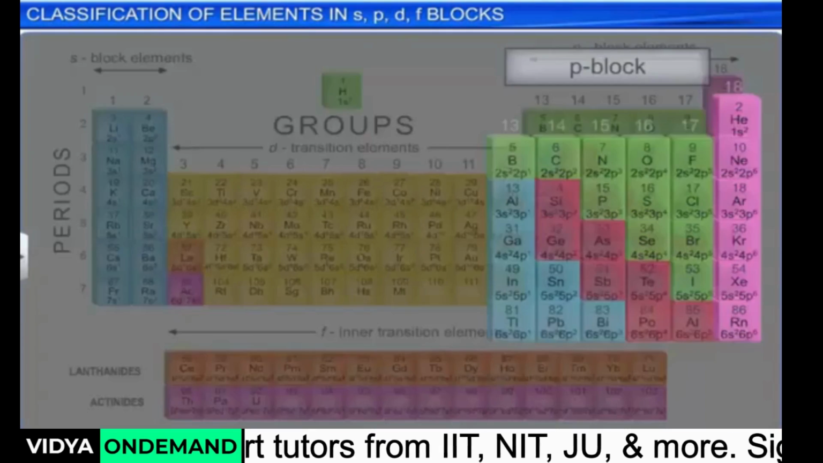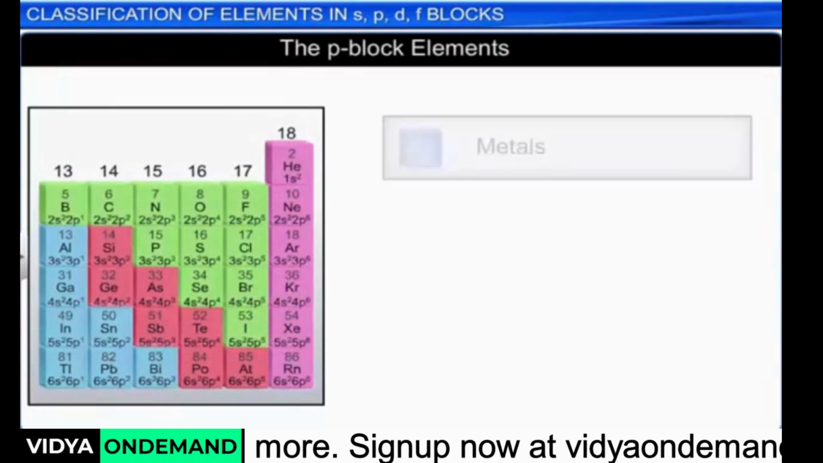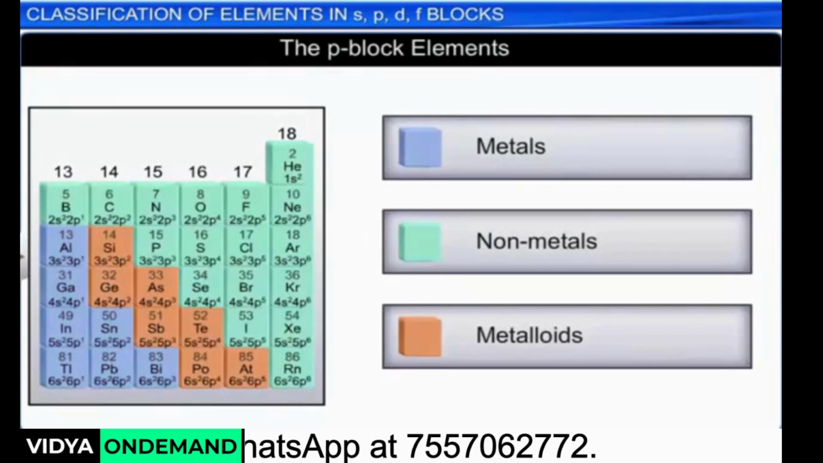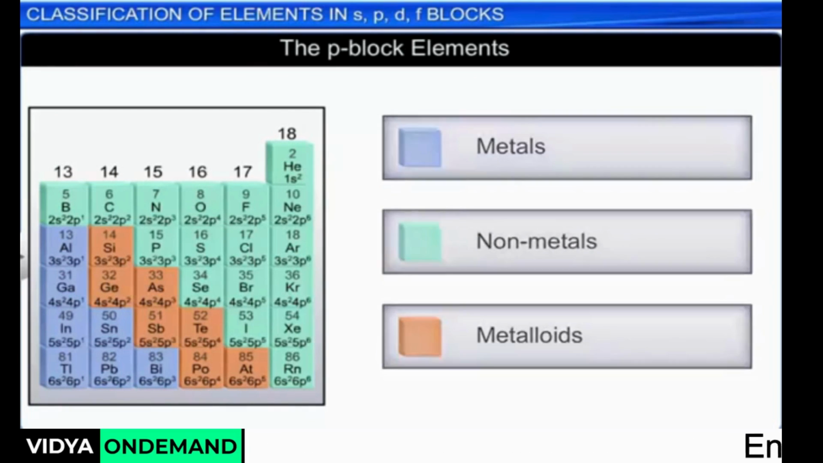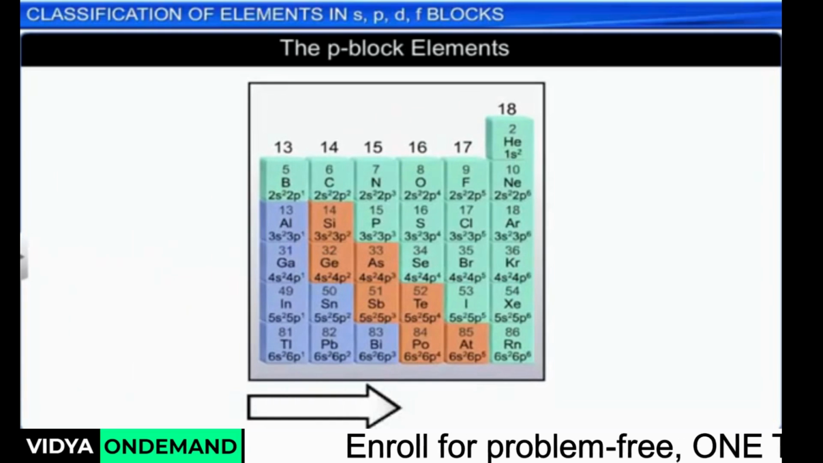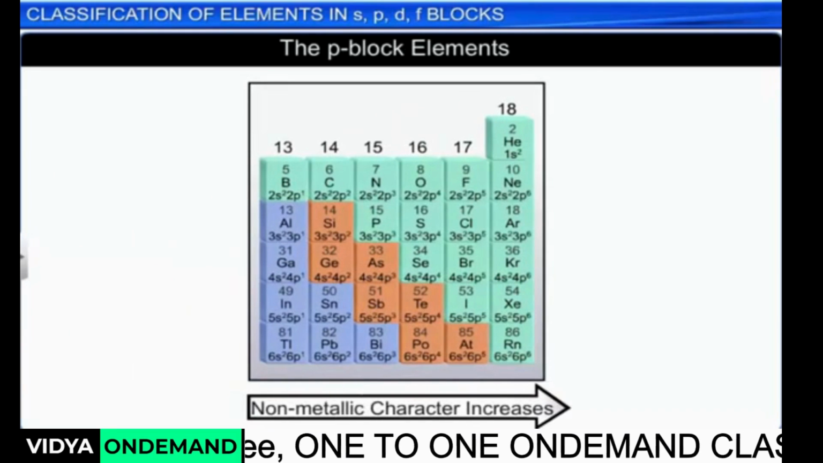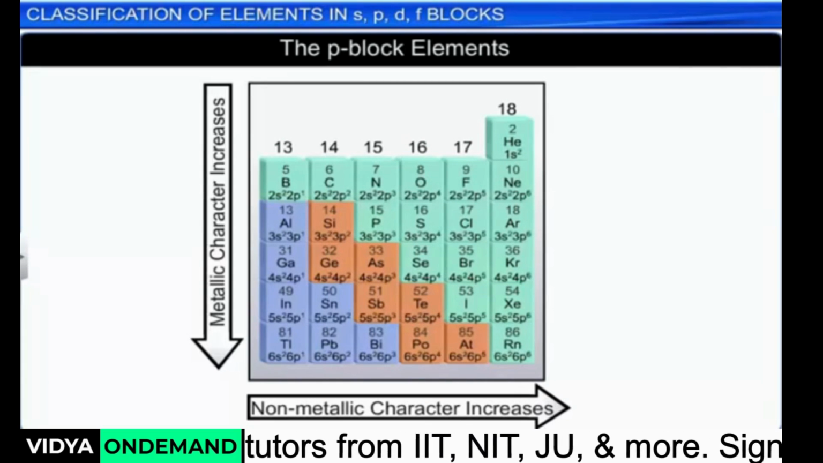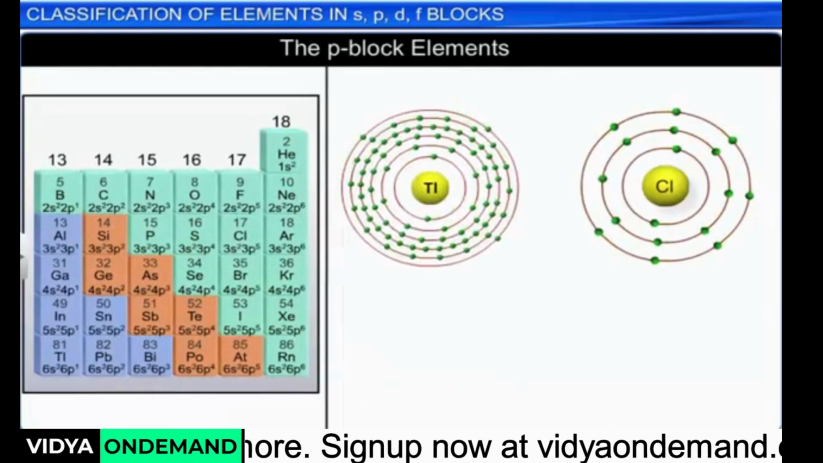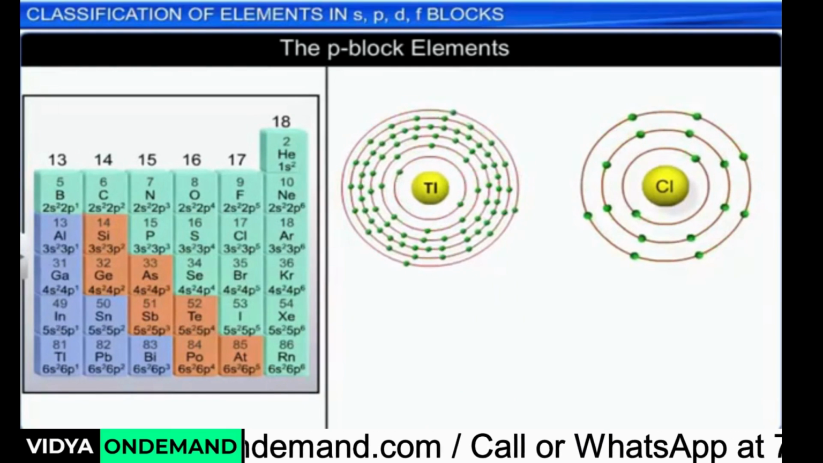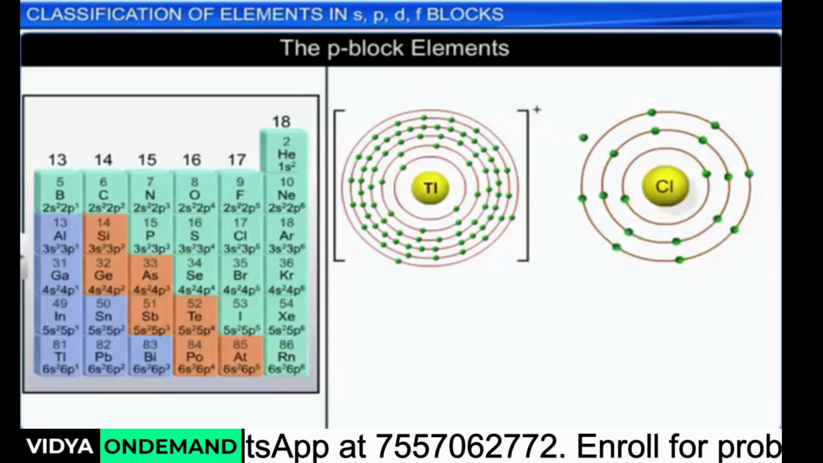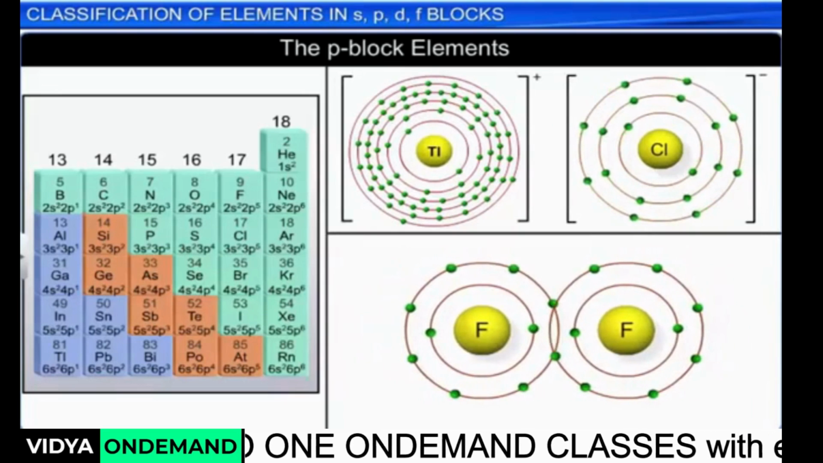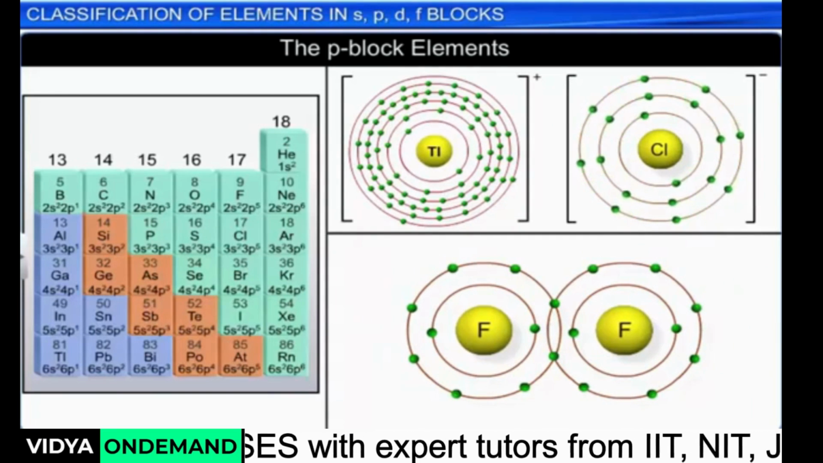The p block consists of metals, nonmetals, and metalloids. The non-metallic character increases across the period and the metallic character increases as we go down the group. The p-block elements form compounds by loss or gain of electrons, or by sharing the valence electrons. That is, they form both ionic as well as covalent bonds.